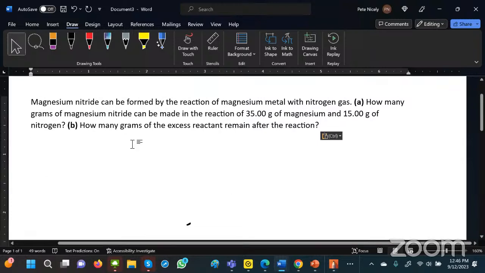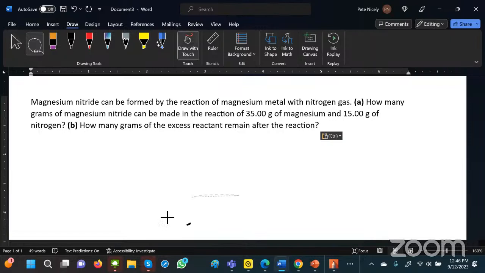Okay, so here's the question. It talks about magnesium nitride being formed from the reaction between magnesium metal and nitrogen gas. And there are two parts of the question. It says in the first part, how many grams of magnesium nitride can be made from the reaction of 35.0 grams of magnesium and 15.00 grams of nitrogen? That's the A part. And then the B part is asking, how many grams of the excess reactant remain after the reaction? Okay. So my question to you is, what would be the very first thing you would do in order to attempt this problem?